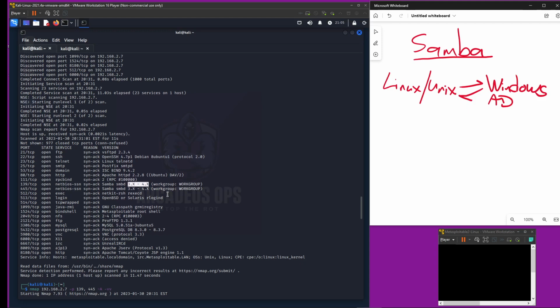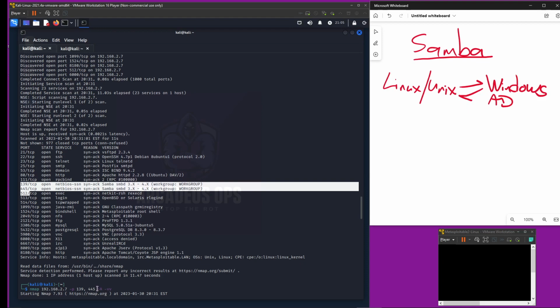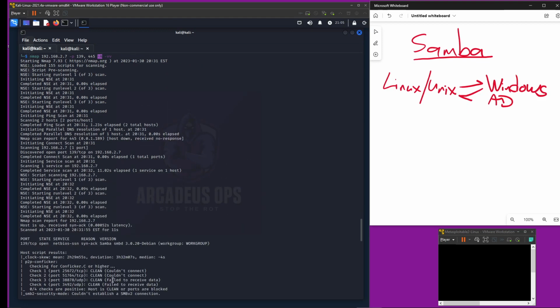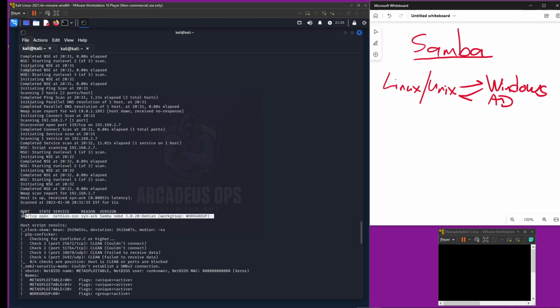Remember, enumerate, enumerate, enumerate. Spend a lot of time on your enumeration so that you get the exact version numbers of the services that you are interested in. So I've modified the Nmap scan to just include those two ports, 139 and 445. I've also said scan only those two ports with an aggressive port scan. And lo and behold, it's come up with exactly what I need to progress this further.